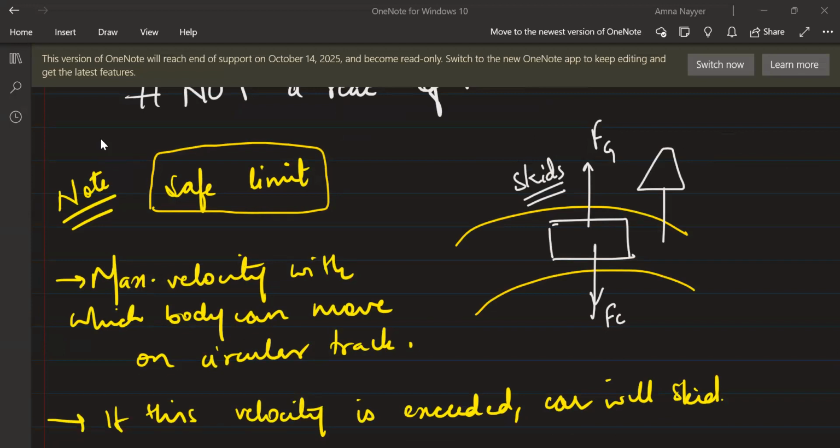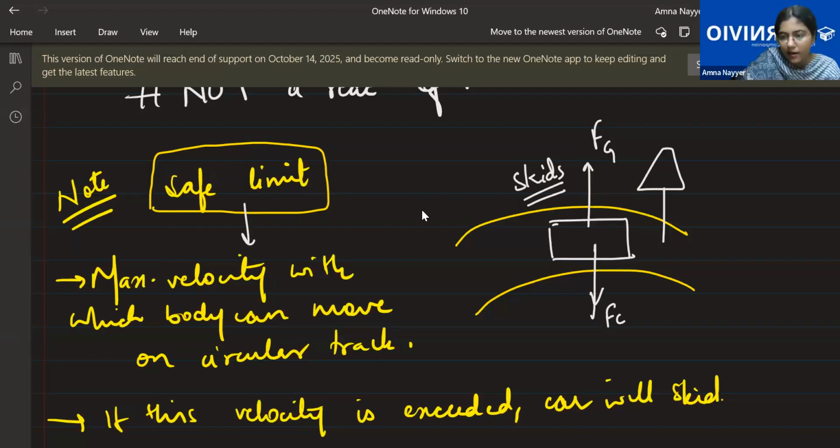Ma'am, what is safe limit? Safe limit means the maximum velocity. Like if I say 40 kilometer per hour, is it? That's not so much. Actually, it is around 30 kilometer per hour for vehicles here in India at least. So if it is 30 kilometer per hour for the circular tracks, that becomes the safe limit. Means if I am driving at the speed of 35 or 30, 25, I'm safe. If I cross that, the car can skid because of the radius and everything. That is the safe limit. We'll calculate this. Maximum velocity by which a body can move on a circular track.